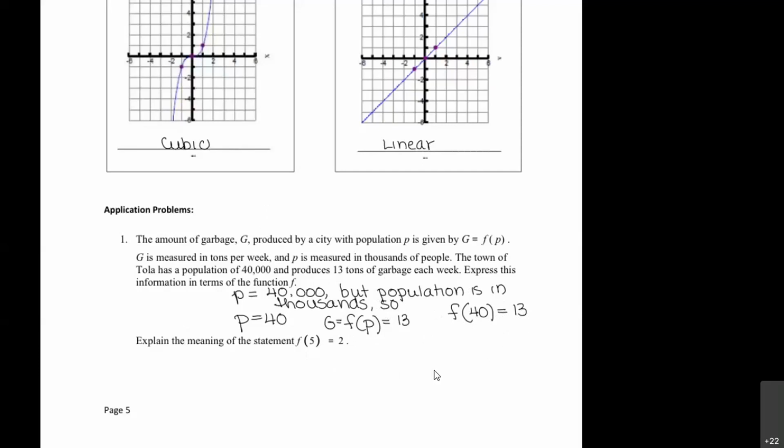Let's see if you can do this last one. Explain in words F of 5 equals 2. I don't want to see P's or G's. Explain it in terms of garbage and people. What does that mean?